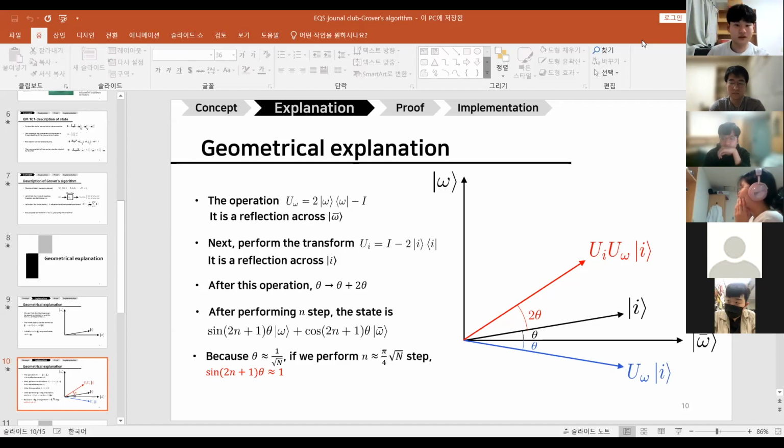I think if the data set is sorted, I think we don't need any algorithm. We can just find it. Do I understand your question properly? If data is sorted, we can find it with log n order, so it's much faster than Grover's algorithm. So yeah, we don't need any quantum algorithm.